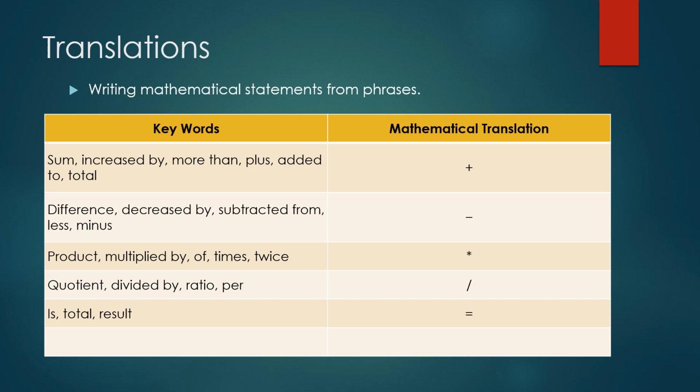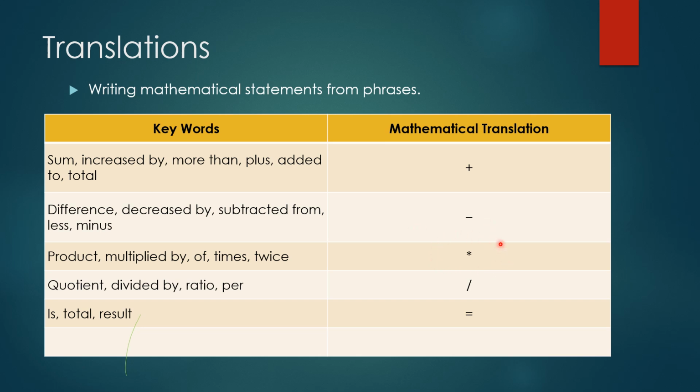What are translations? Translations are simply mathematical statements that are written as from phrases. So when you are translating from English to math or from math to English, we are translating what we have. Some keywords that go with the different operations. For addition, we have words like sum, increased by, more than, plus, added to, or total. When it comes to subtraction, we have the words of difference, decreased by, subtracted from, less, and minus.